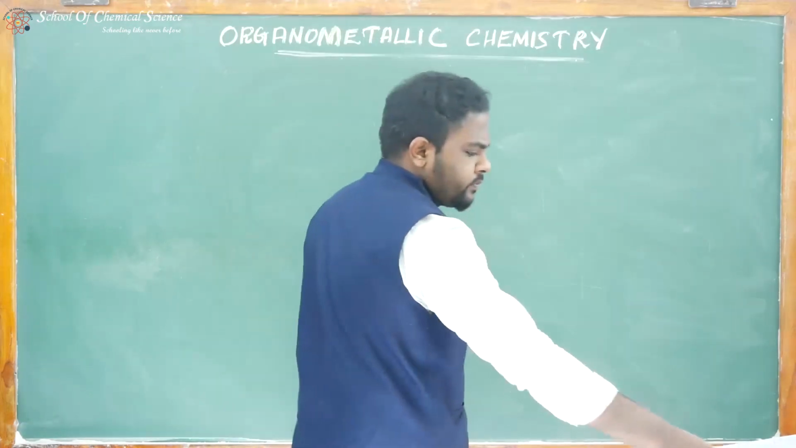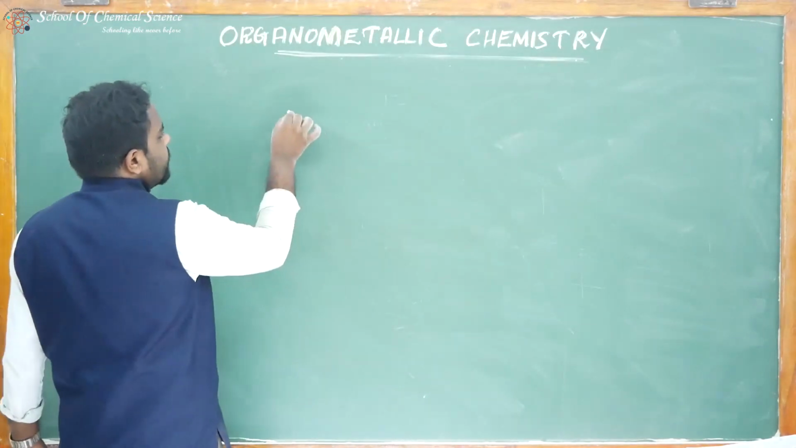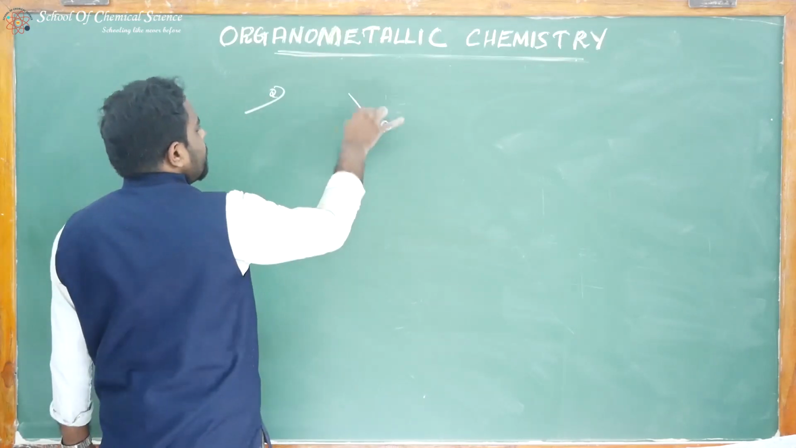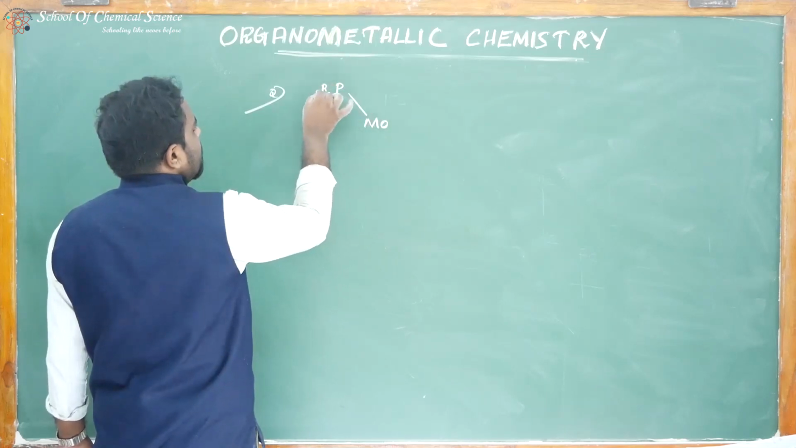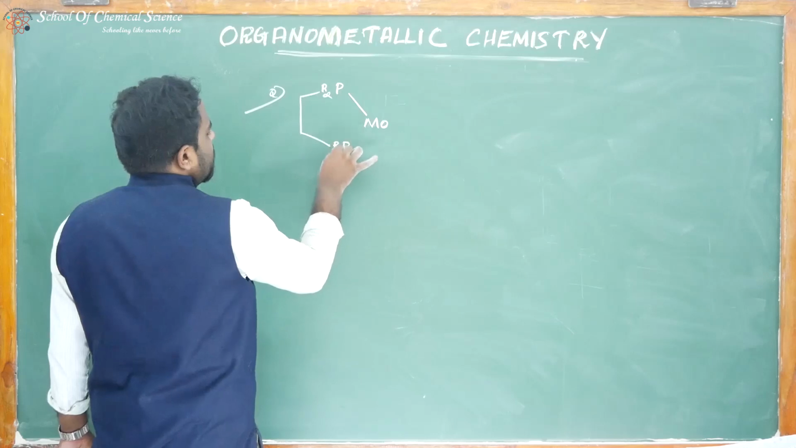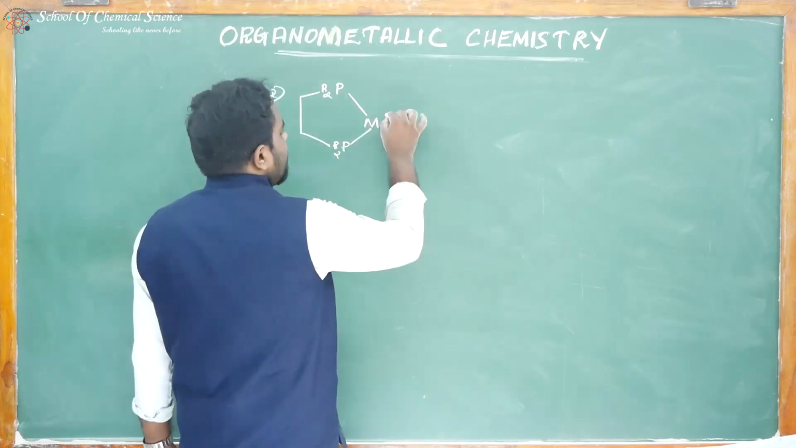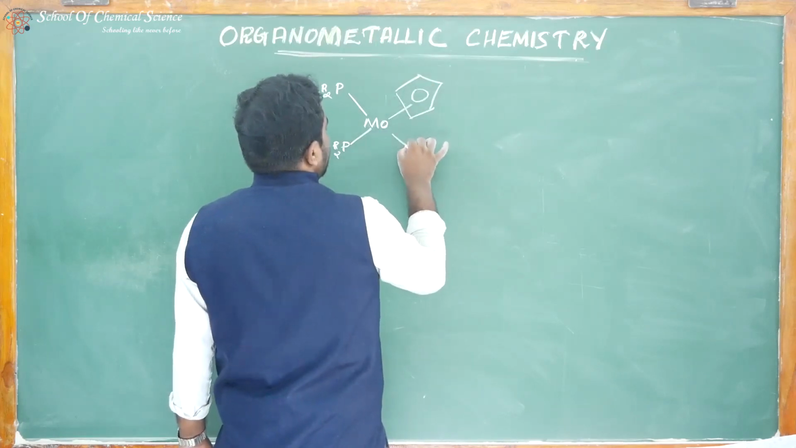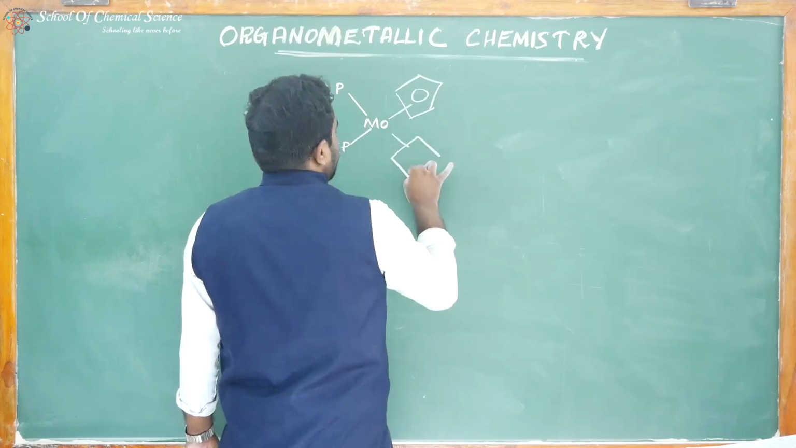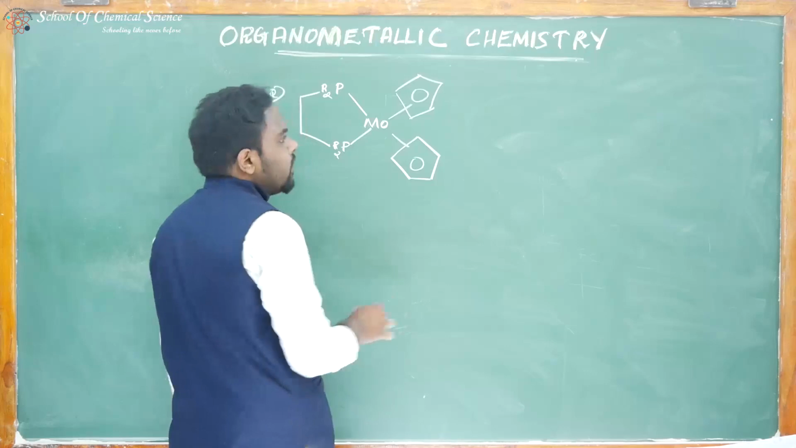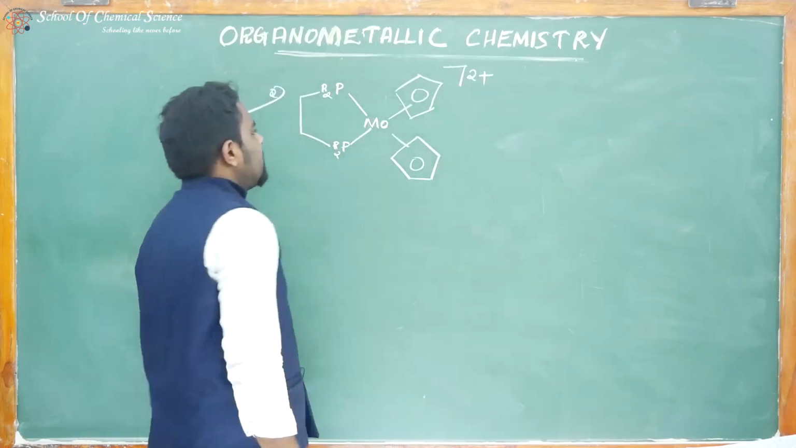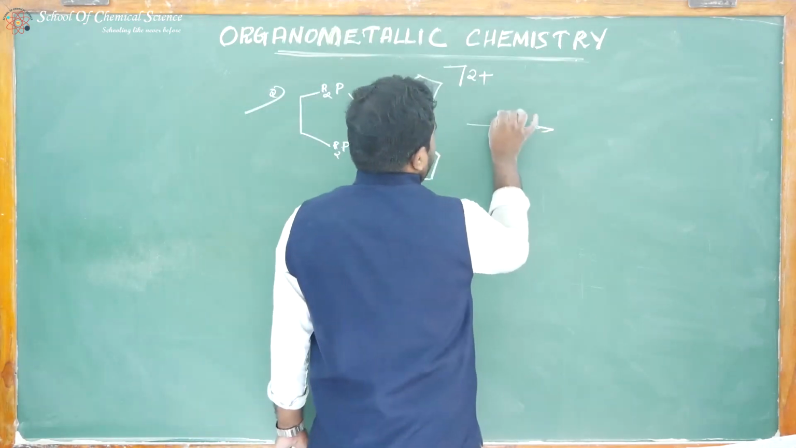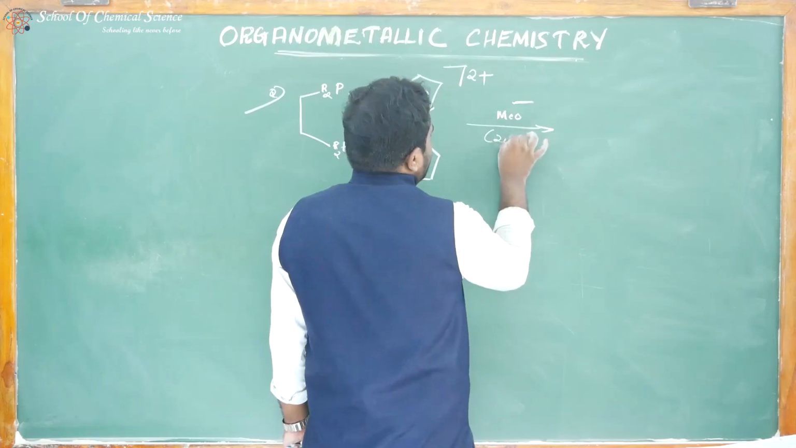Write the next question. Molybdenum, PR2, PR2. Here SCP, here also SCP. Overall charge equal to 2 plus. Overall charge 2 plus means definitely attack takes place 2 times, on reaction with MeO minus, and also given 2 equivalents.